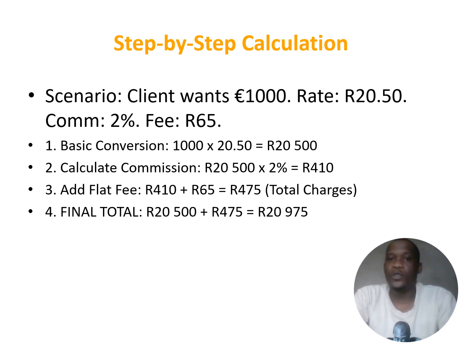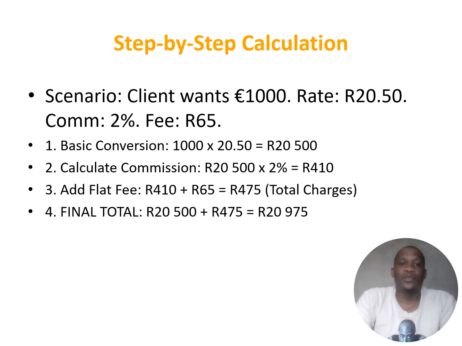We talked about this in the previous grades, like grade 11 and grade 10. So we usually multiply. In this case, we're going to say 1000 multiplied by 20 rand 50, which gives us 20,500. Then the second step is that we have to multiply the commission as well. We need to get how much the commission is going to be in this case.